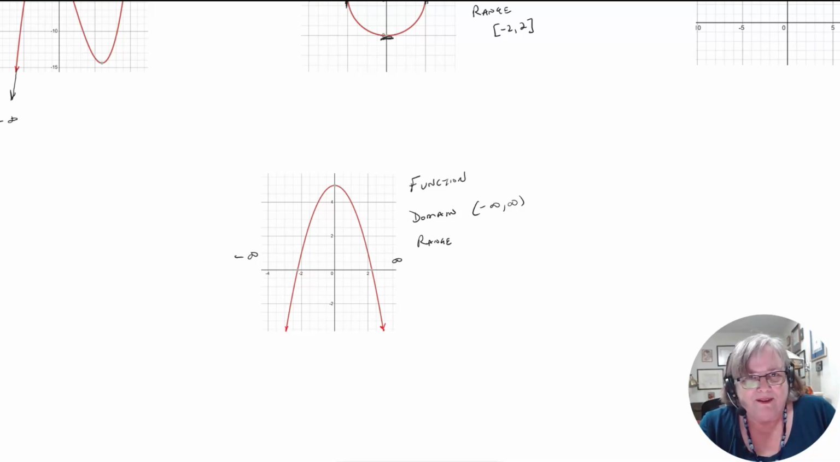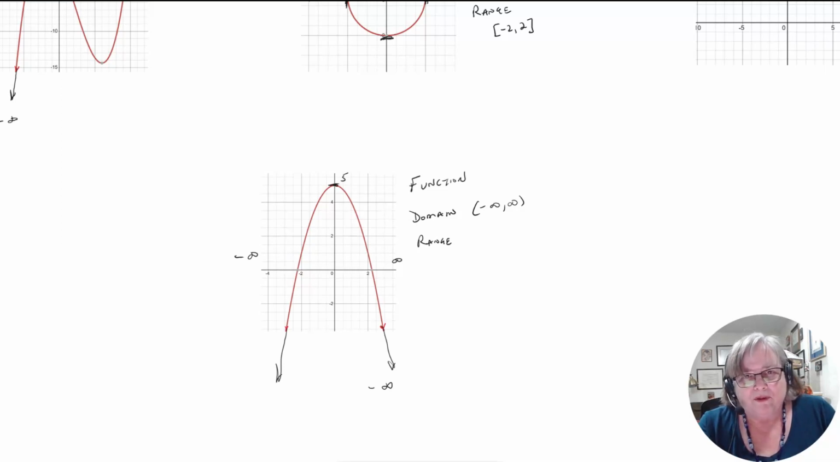You agree? Now I drew it down here, but I was talking about left to right, not how far down it's extending. Now, how far down does it extend? It keeps going down to negative infinity. How far up does it go? It only goes up to 5.